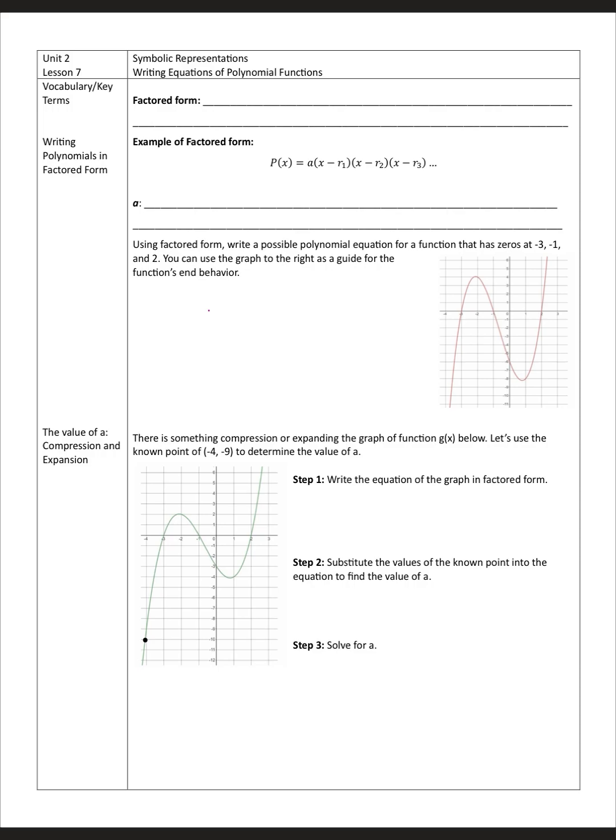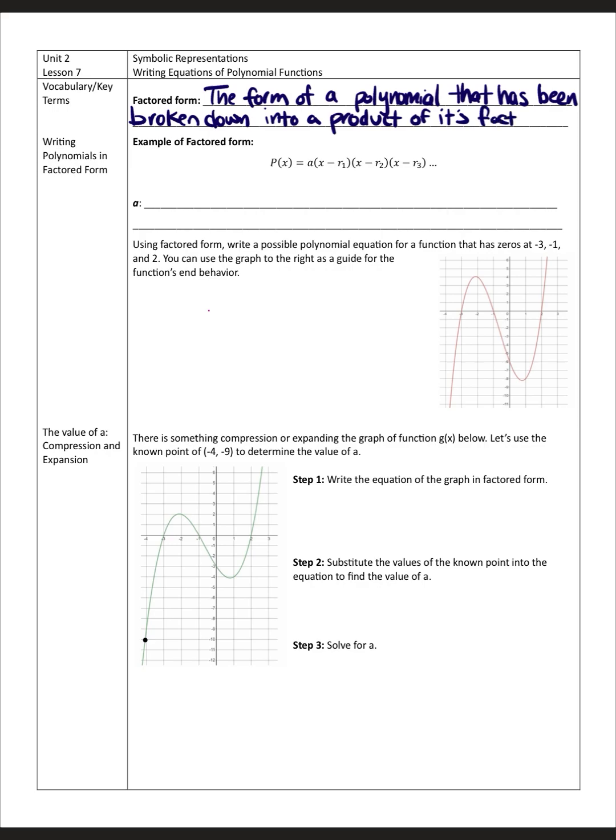Factored form is the form of a polynomial that has been broken down into a product of its factors. So if you're wondering what that means, I have an example for you right here.